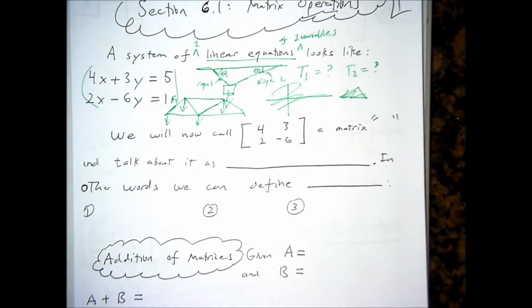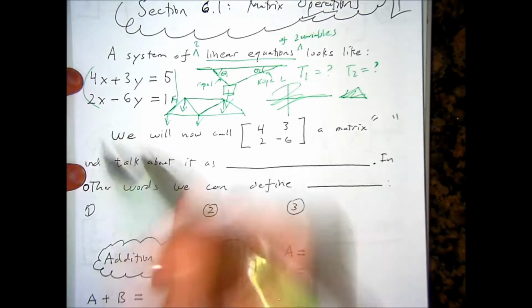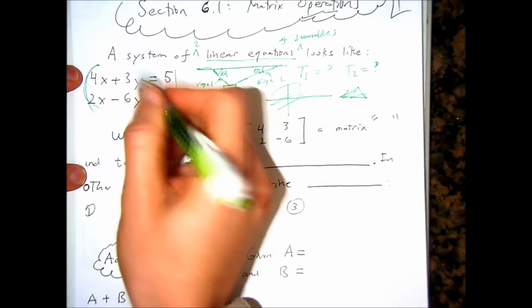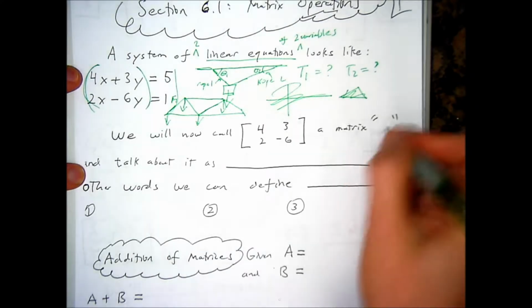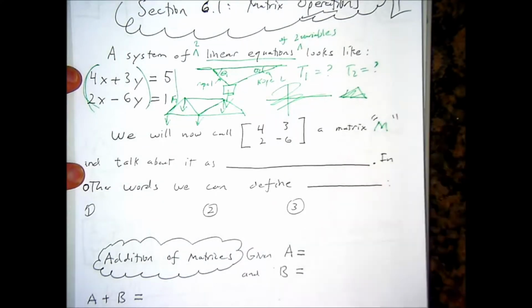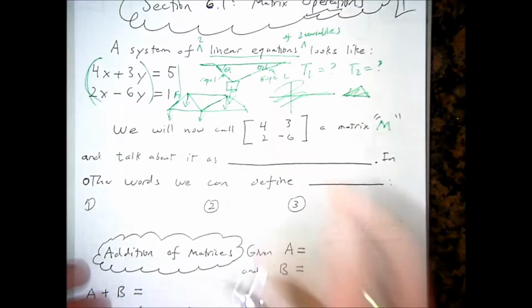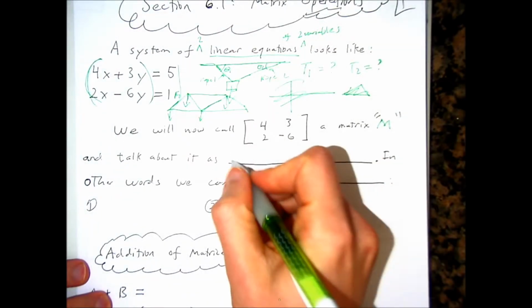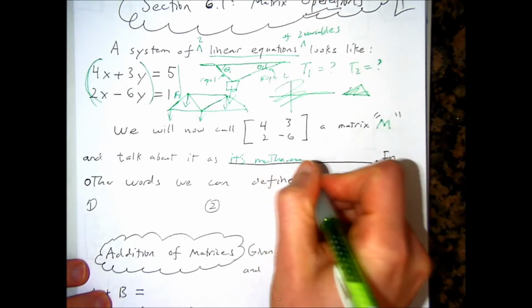So anyways, what we're going to do now is take the matrix that we would make out of this part of the system, and we'll call it M. And we'll talk about M as its own mathematical object.